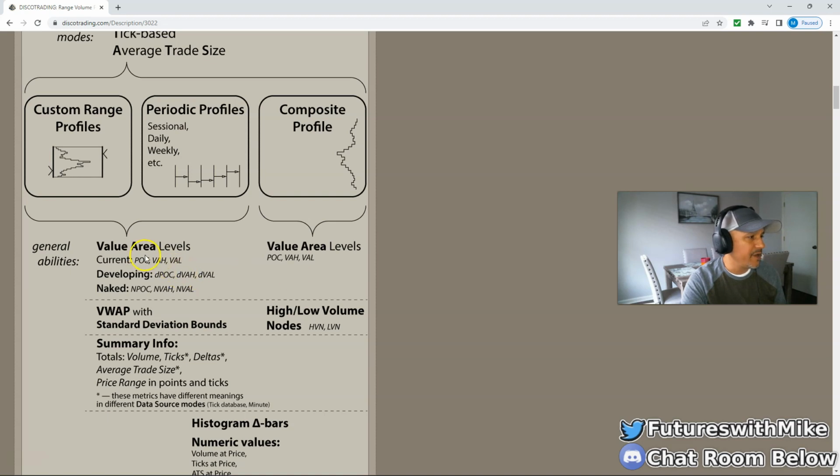It marks off value area levels like current POCs, value area highs, value area lows, DPOCs, DVHs, DVALs, which is developing value area highs and lows. You get naked VPOCs, naked value area highs, naked value area lows, just packed with so many things that you can add to your chart, and you can actually trade as levels as well.